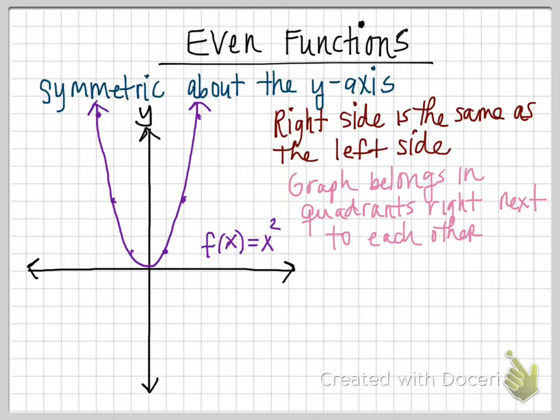Let's do an overview of even functions. If a function is even, like this picture in purple, which is x squared, the parent quadratic function, then it is symmetrical about the y-axis. So what does that mean?